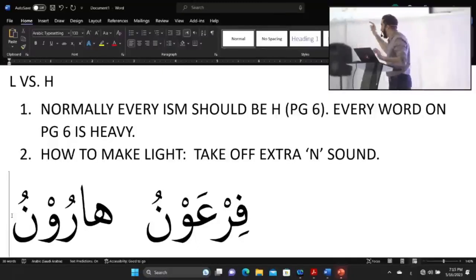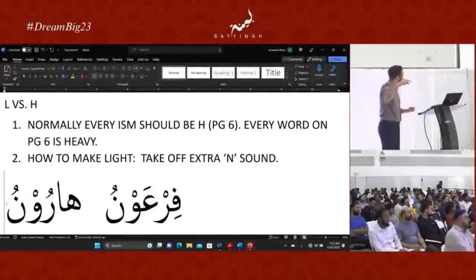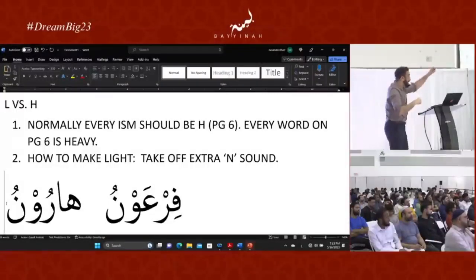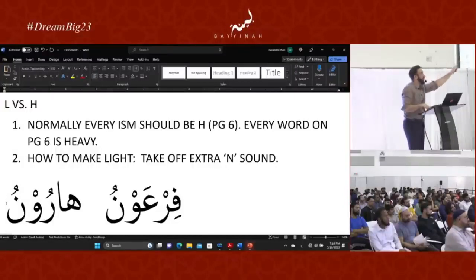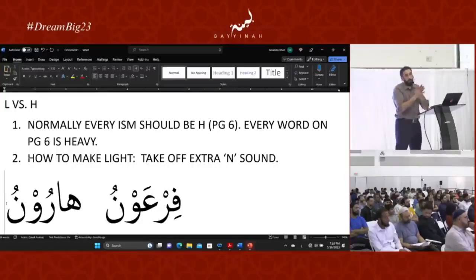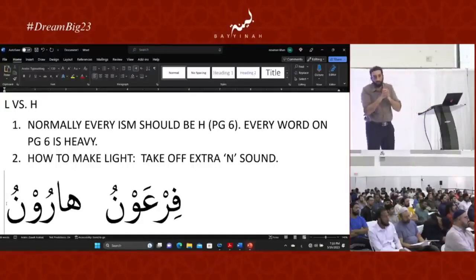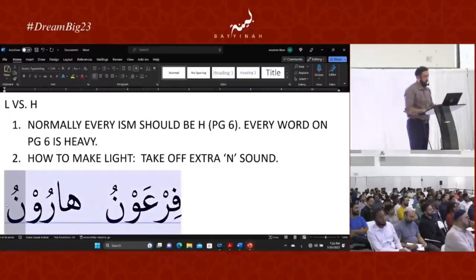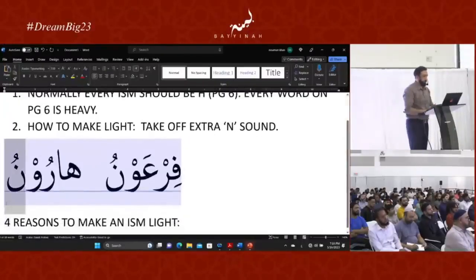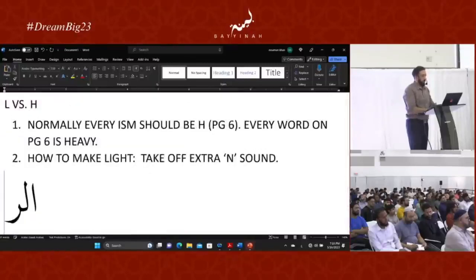Every word you say on page 6 seems to have an N sound at the end, doesn't it? Muslimun, muslimani, muslimuna, muslimatun. Everything has an N somewhere. That's the N you have to get rid of to make it light. Not any N. Harun, should I get rid of this N to make it light? No, it's already light. Is that clear? Okay, so what about, in Allah's name, Ar-Rahman?